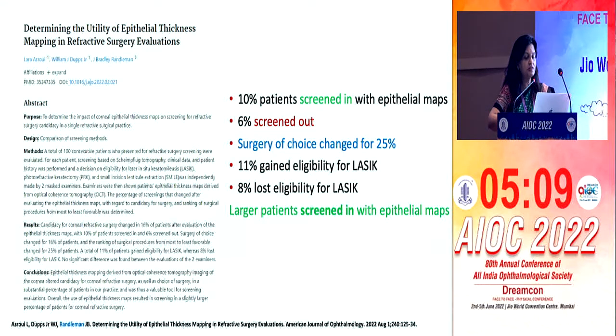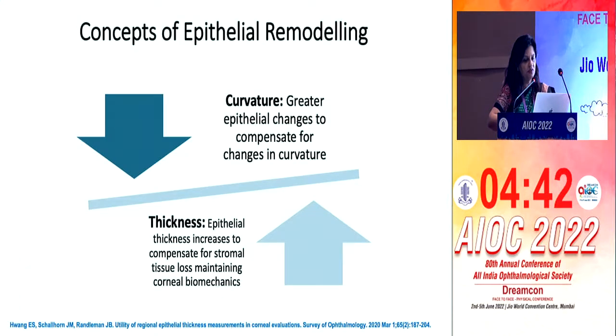in refractive surgery evaluations, and as per this study, whenever the epithelial maps were looked into, 10% of the patients were screened in with the epithelial map, 6% were screened out. The choice of surgery was changed for 25% of the patients requiring refractive surgery. 11% gained eligibility for LASIK and 8% lost eligibility for LASIK. But larger patients, important thing is, were screened in with the epithelial maps for the refractive surgery.